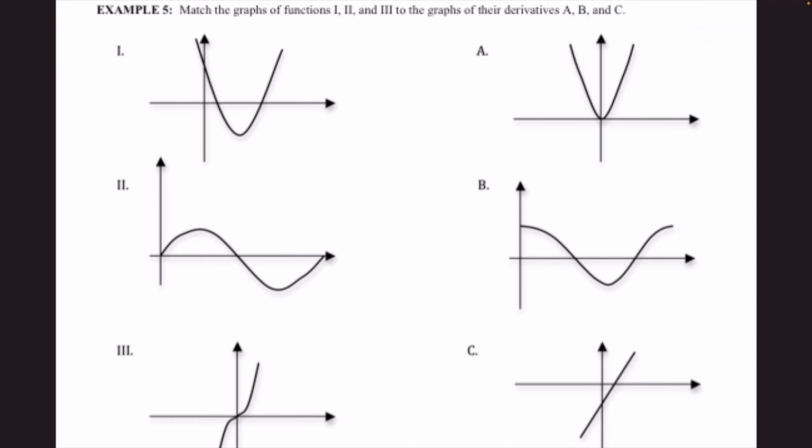So when we're looking at an original, there are a couple different ways to do this. There's not just one way. It's whatever way works best for you. So look at number 1.